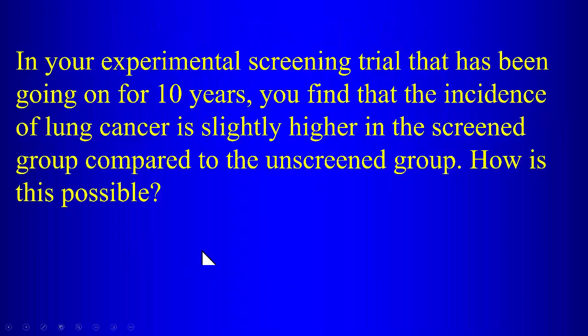If in your experimental screening trial you find that the incidence of lung cancer is higher in the screen group compared to the unscreened group, so how is it that the incidence of cancer is higher in the screen group compared to the unscreened group? What is that called?